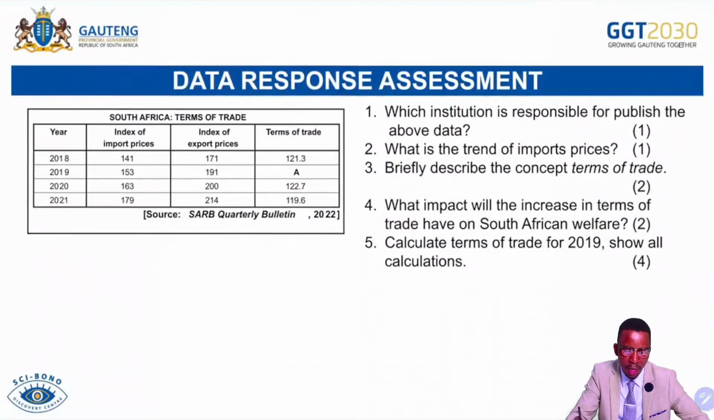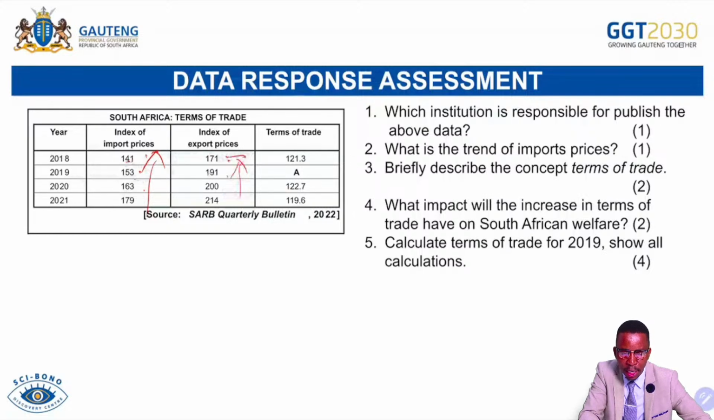Now here we are given terms of trade for 2018 up to 2021. The index of import prices is 141, 153, 163, 179. So the trend is increasing here. And then the index of export prices is 171, 191, 200, 204. The trend is increasing. Now you need to check. Here 141 are the import prices and 171 exports. So export prices are more than import prices.